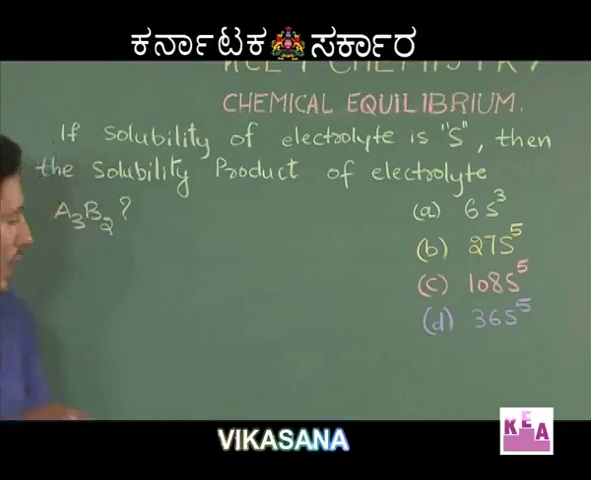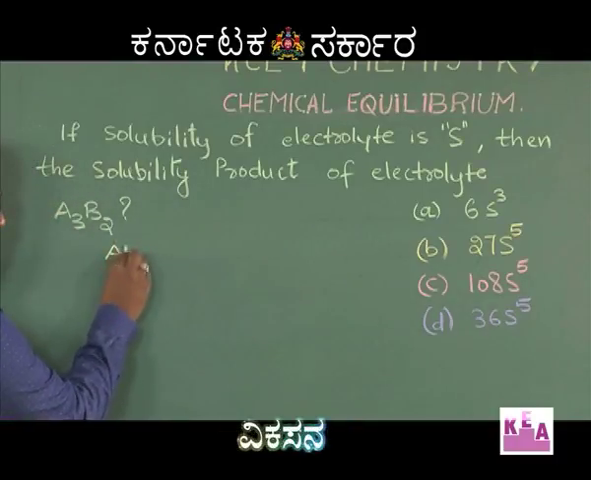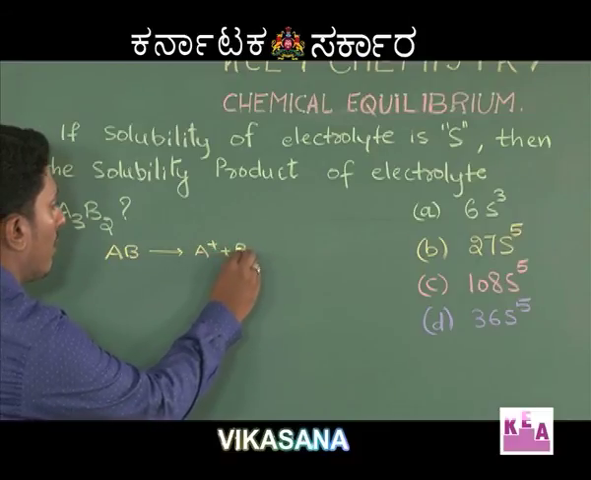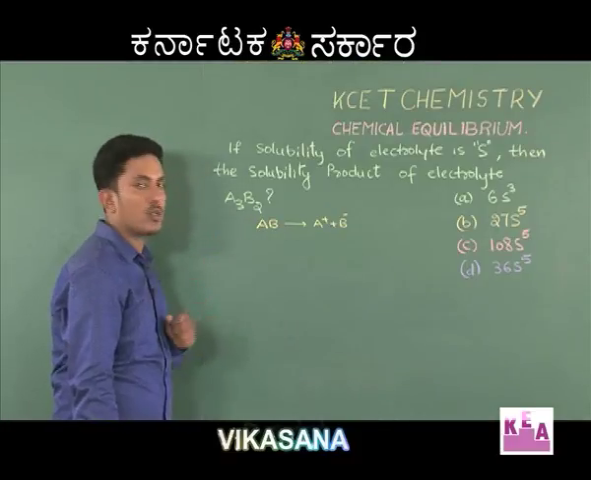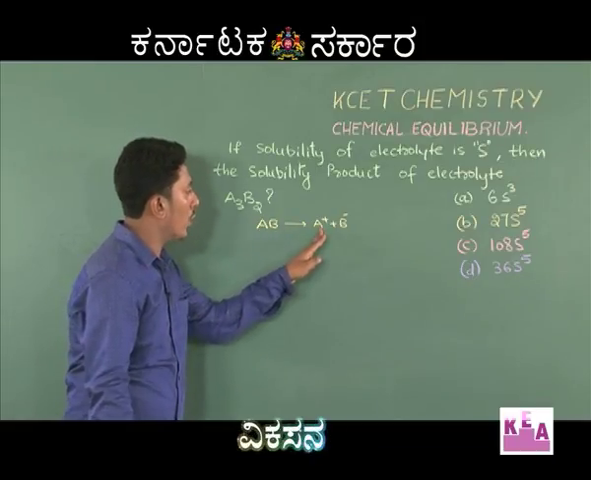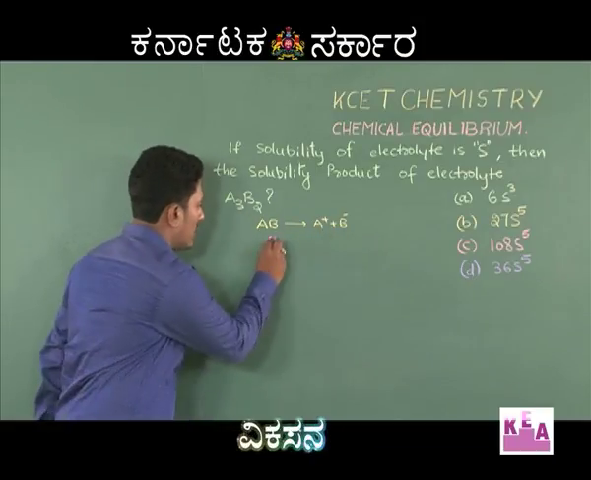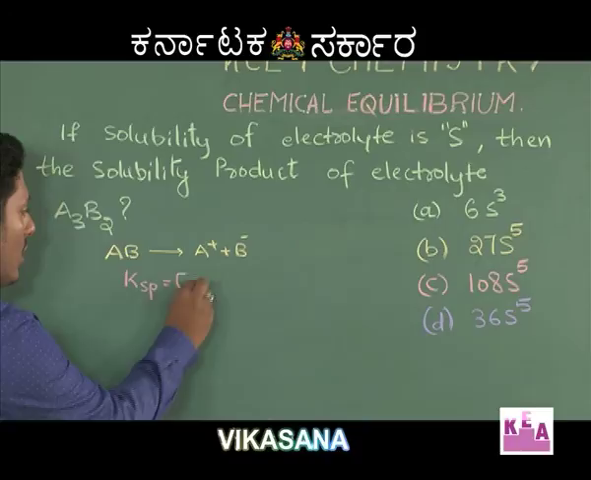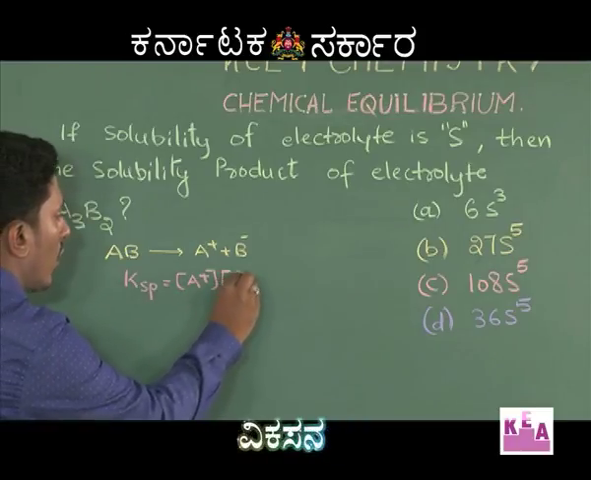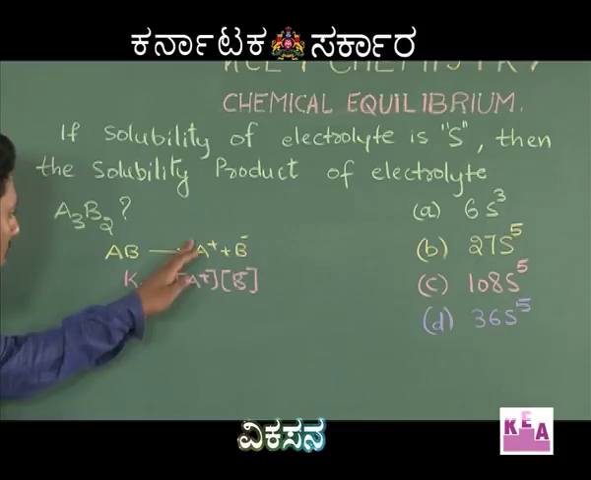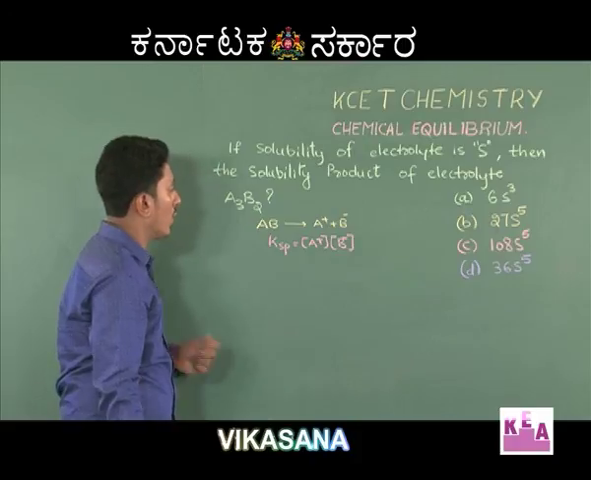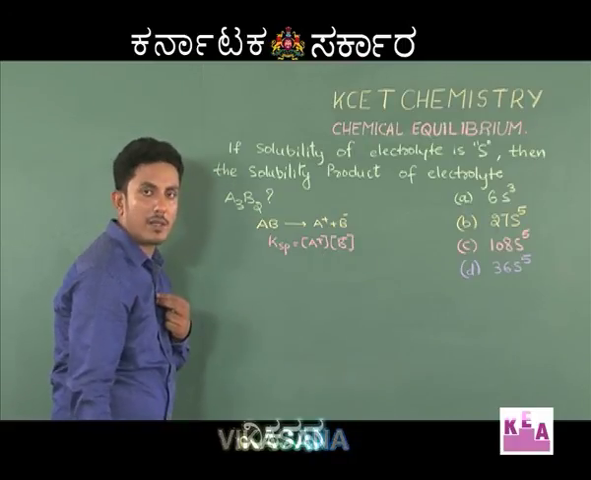For example, consider AB type of a salt. When it is dissolved in water, it dissociates to give A plus and B minus. It dissociates to give 1 A plus and 1 B minus. Hence, solubility product, which is given as KSP, is equal to concentration of A plus into concentration of B minus. But since the moles of ions produced on dissolution is 1, the powers are 1. KSP is equal to concentration of A plus into concentration of B minus.